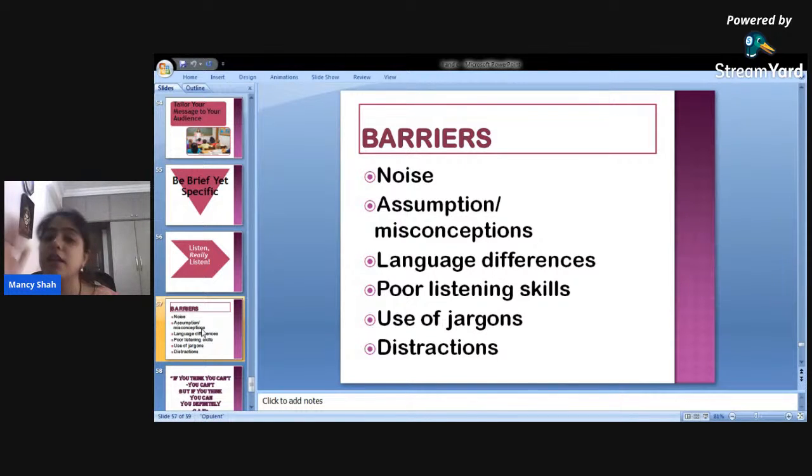Language differences are going to be there in India. We have various languages, so that difference is going to be there. We would try to bridge the gap, maybe by learning the language, or you can have a mutual understanding on which language you would prefer speaking.